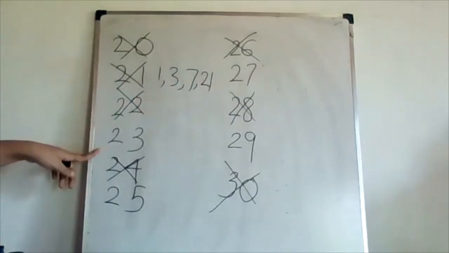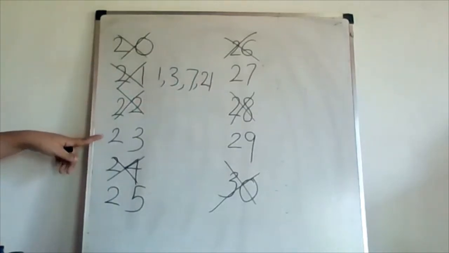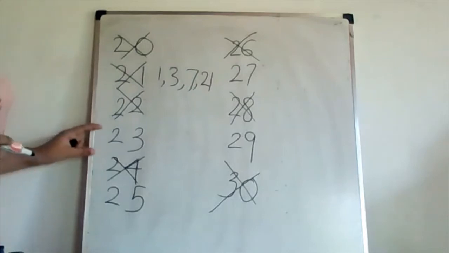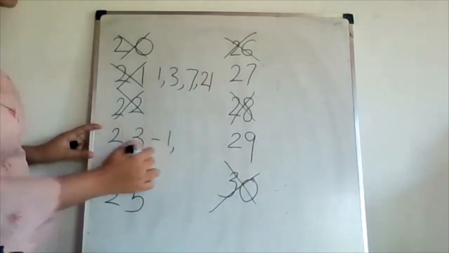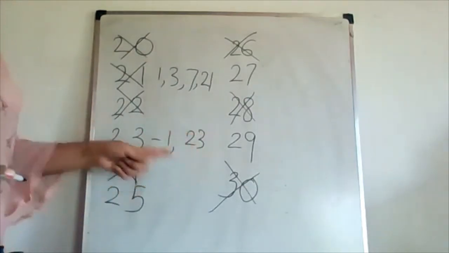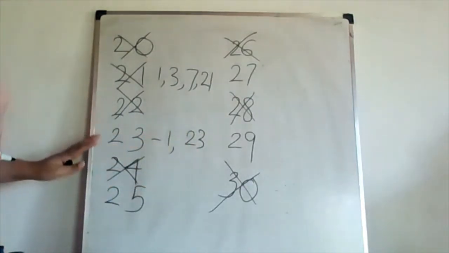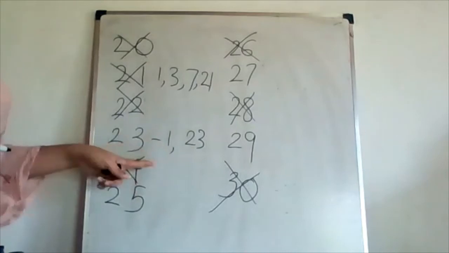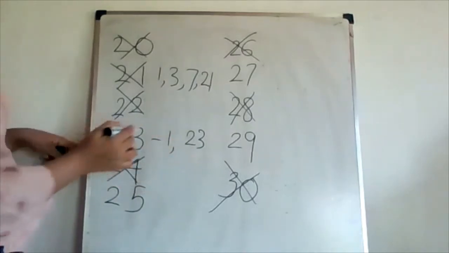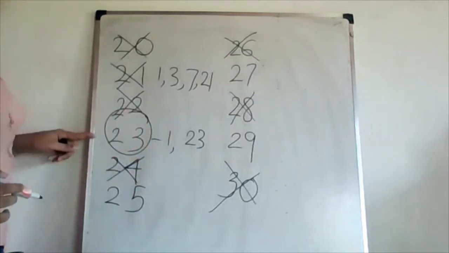So let's move on to 23. 23 is not an even number. 23 is not divisible by 3. It is not a multiple of 3. So we need to check the factors of 23. We know 1 is always a factor and the number itself. So 23 is also a factor of 23. And that's all the factors of 23, 1 and 23 only. That means there are only two factors of 23. So 23 is a prime number.